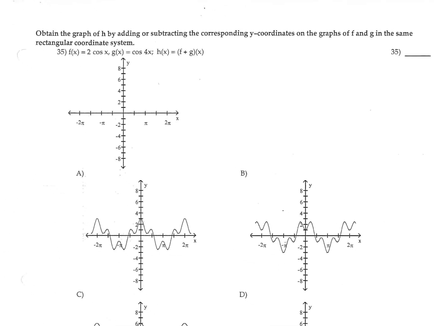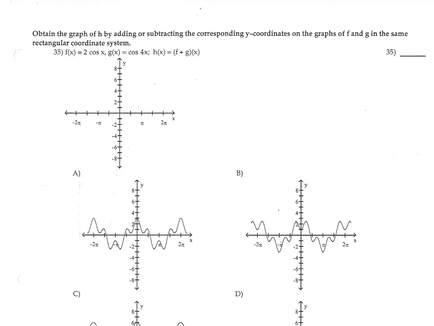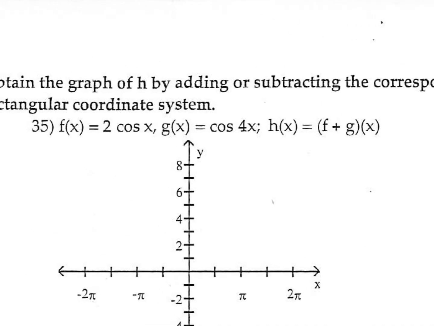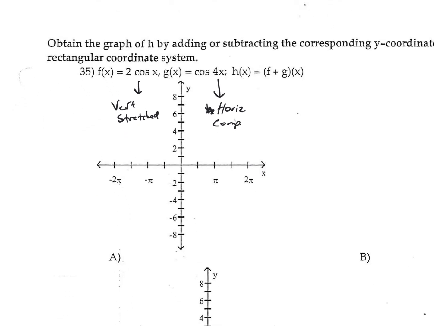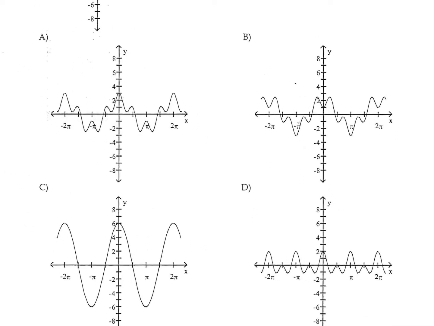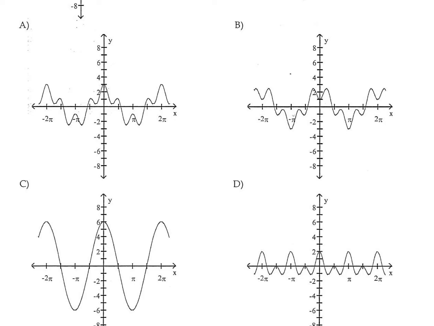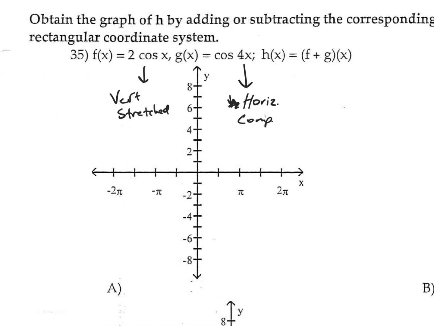On to 35 here. We have two trig graphs, 2 times the cosine of x and the cosine of 4x. So this is vertically stretched, and this is horizontally compressed. So why am I mentioning that? This can be a confusing problem. You can see some of the graphs are a little bit strange looking. So I'm thinking about a few different things as I approach this.